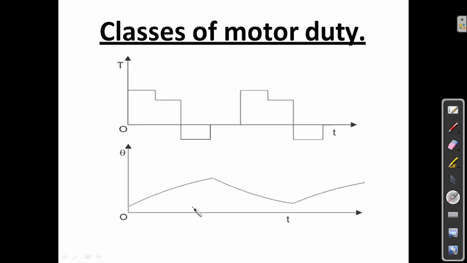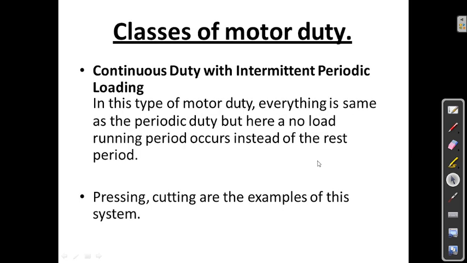See, it will have an increase, then in the resting stage it will decrease, then again it will increase when the motor is starting. According to that, it will be running.